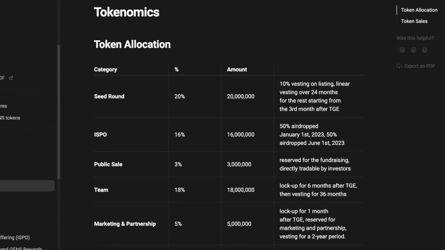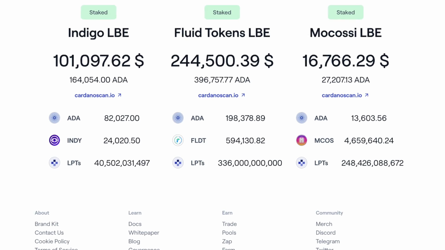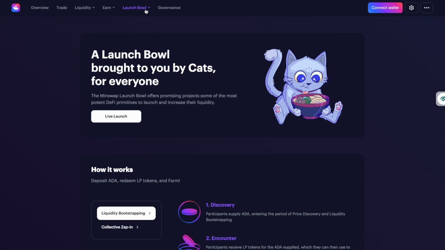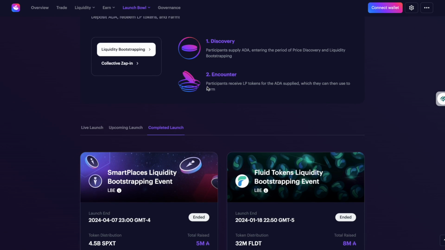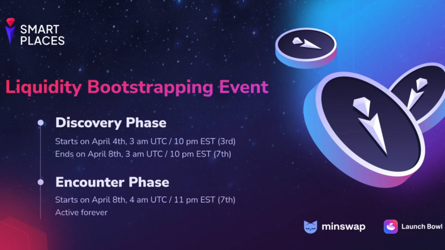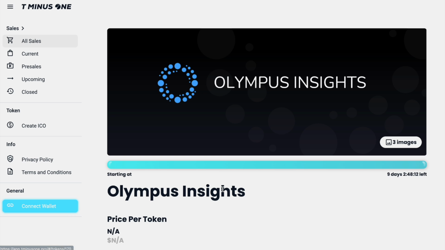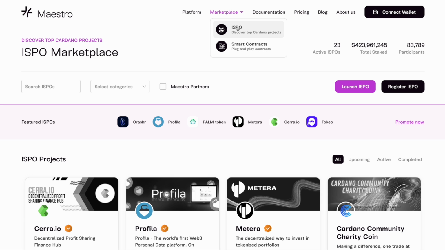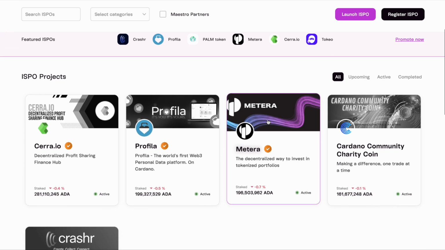Okay, so the token distribution of these tokens: when they came out, they had some sort of sale. They have a seed round sale. There's a private sale. There are public sales in the ICO, the initial coin offering. There are also IDOs, initial DEX offerings. There are liquidity bootstrapping events. There are so many different choices nowadays for projects to launch their tokens, especially in the Cardano ecosystem with this novel initial stake pool offering, which is an ISPO.